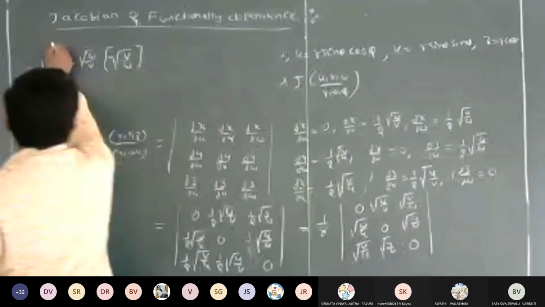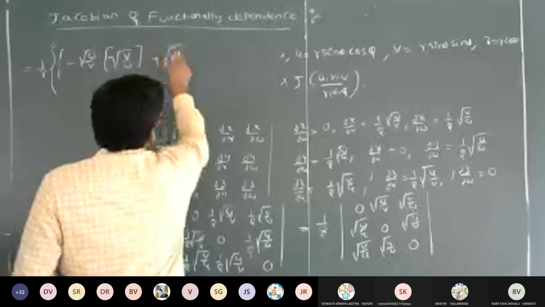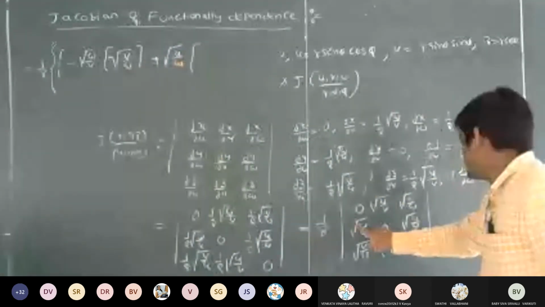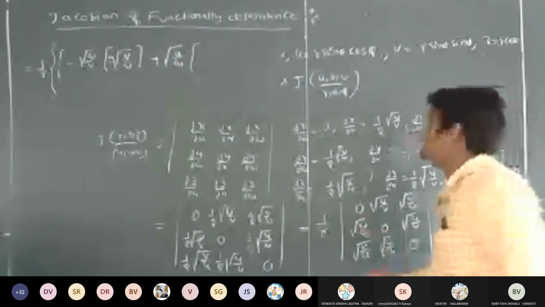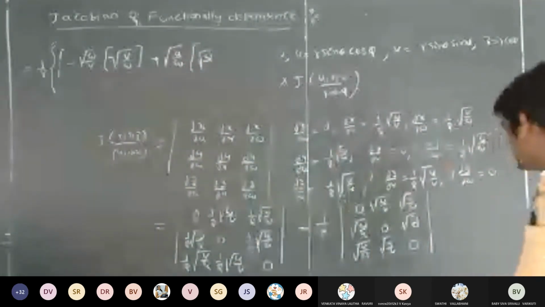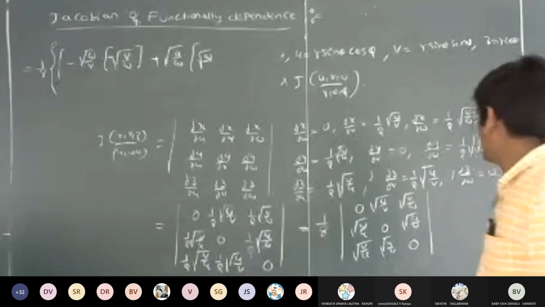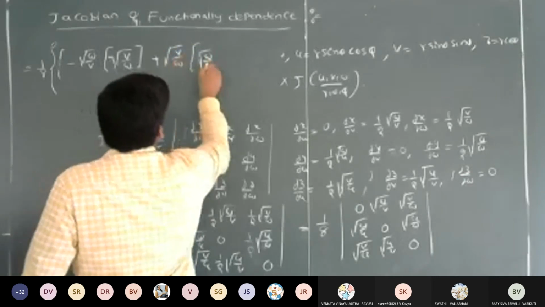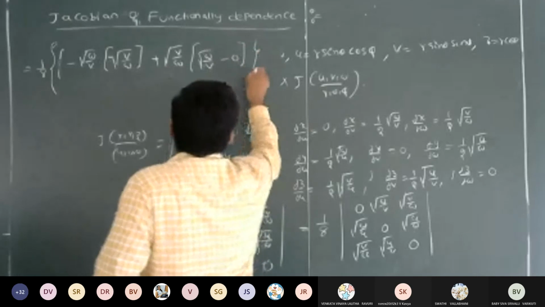So coming to the next one, plus root u by w. So this into this one, it is nothing but root w by u, root w by v. Sorry, it is root v by w. So next one is 0. Next one is 0. So simplify this one.